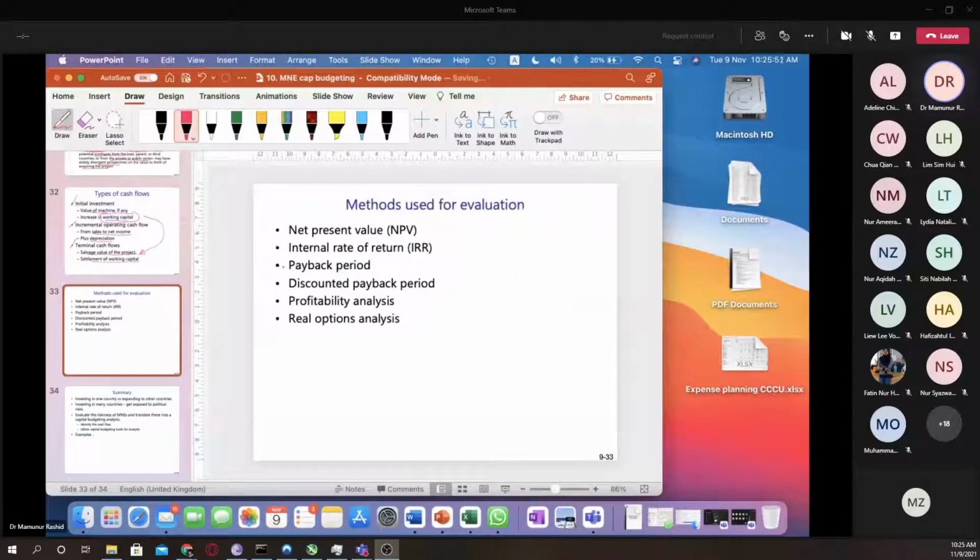What are the methods? Typically, we use net present value, internal rate of return, payback period, discounted payback period, profitability analysis, and real options analysis. We will do only one in this course, net present value, because 95% of the companies use net present value, and that is the core of capital budgeting analysis. If you do net present value properly, you'll be able to estimate the decision. You don't need to do other analysis. Okay, so that's the summary of this chapter.